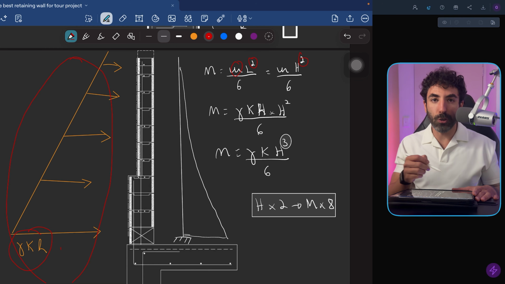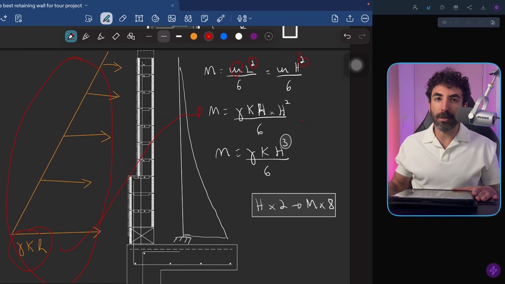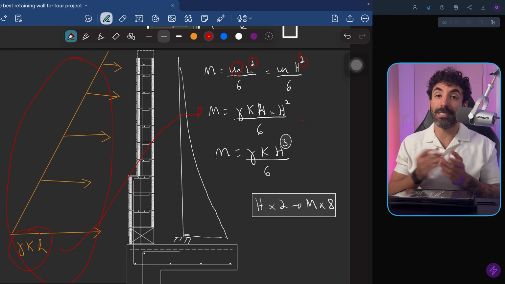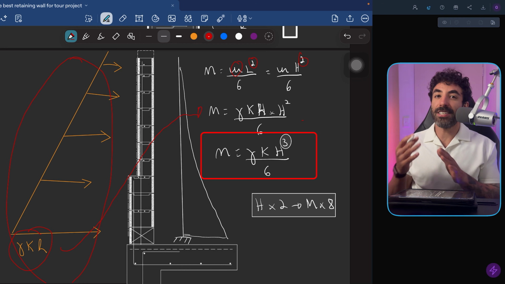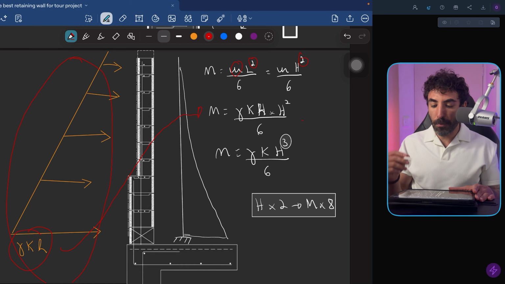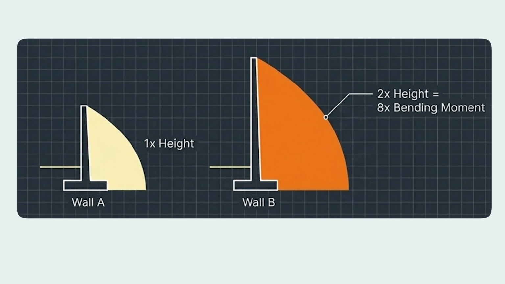If we say that W is equal to the density of the soil times the active earth pressure coefficient times the height, then we can substitute that into this formula. We now get that the moment is density of the soil times the active earth pressure coefficient times H cubed divided by 6. And this is where things get very interesting. The bending moment is now proportional to H cubed. So if you double the wall height, the bending moment does not double, it goes up by 8 times, and that is a massive jump.